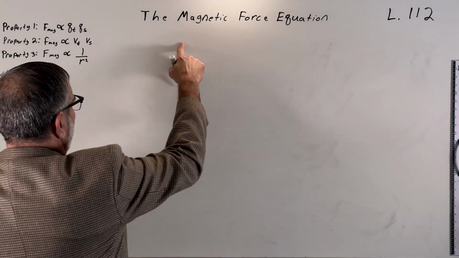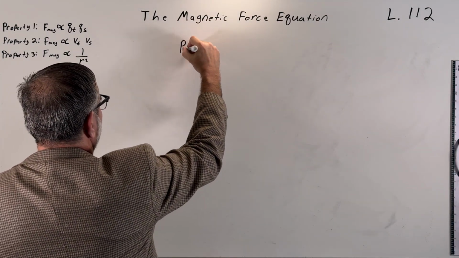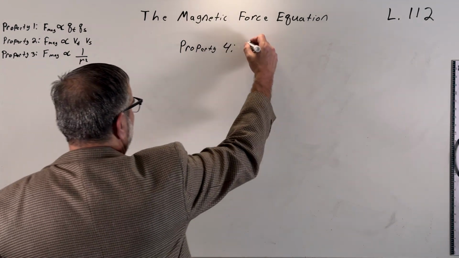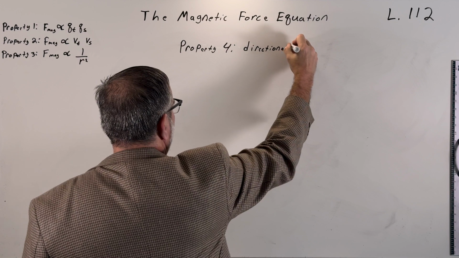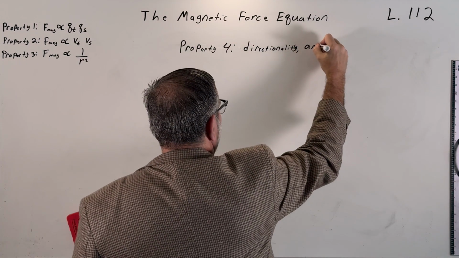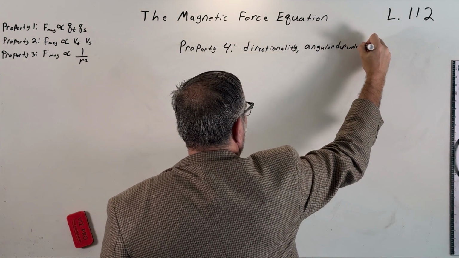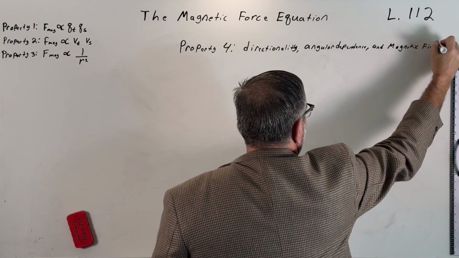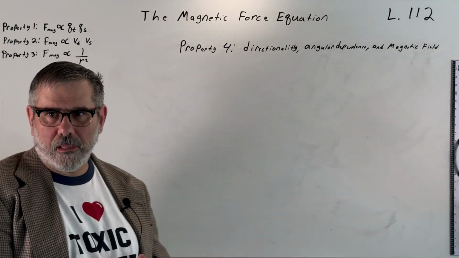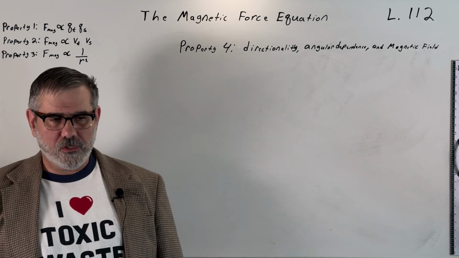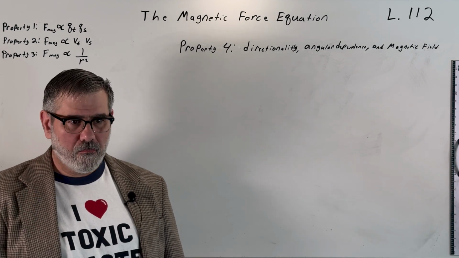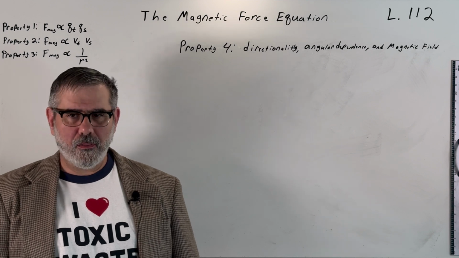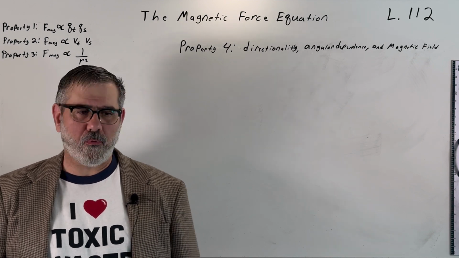All right, property 4. This one is not so easy to write. Property 4. So I'll just say directionality, angular dependence, and the magnetic field. So here I'm actually going to introduce the magnetic field, but not yet. The first thing we need to understand is the contribution to the magnetic force from the motion of the source and the displacement vector that connects the source to the test point.